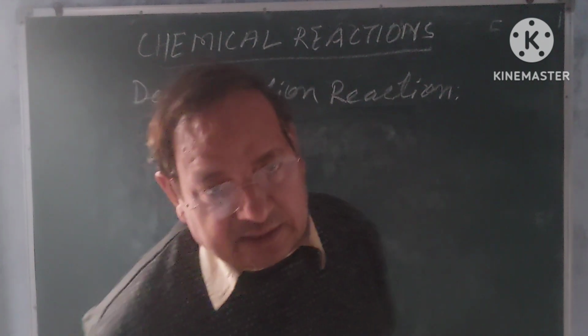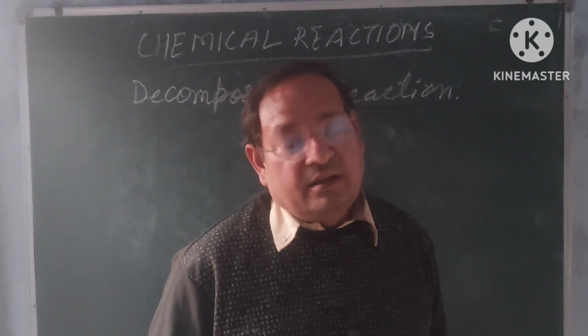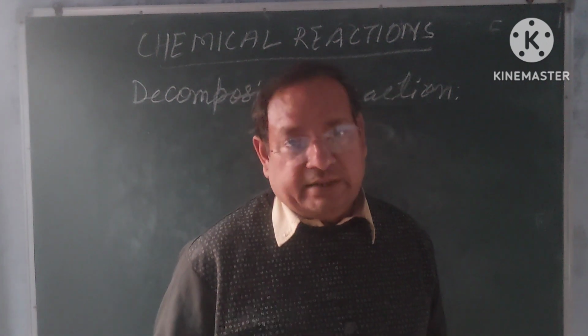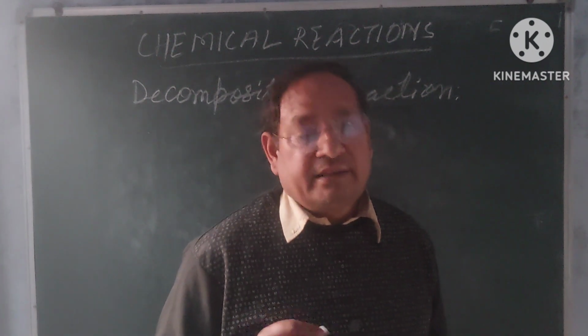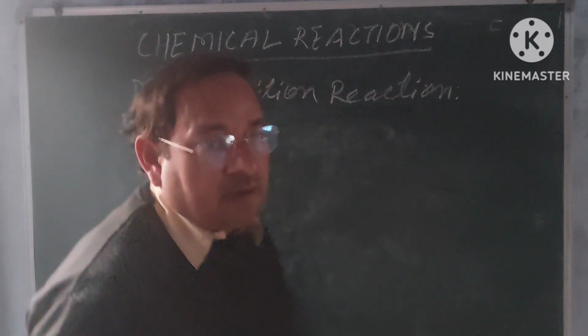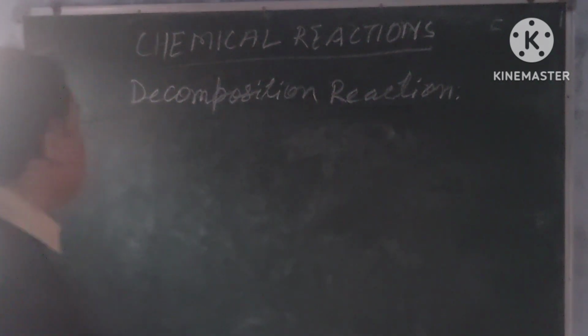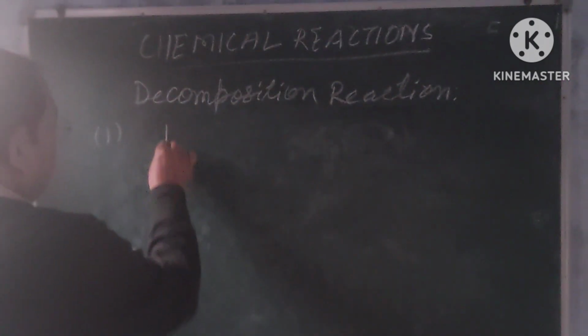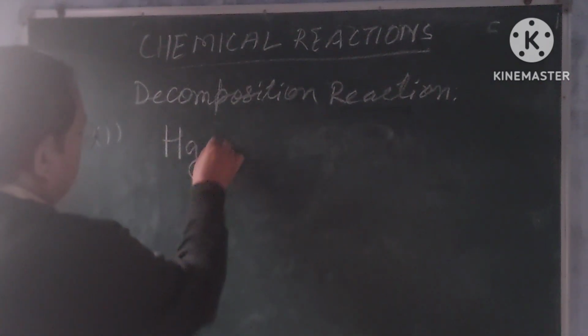Decomposition reaction is a reaction in which a single reactant breaks down into two or more products by absorbing heat energy or some other kind of energy. So see the examples of decomposition reaction. I take the first example, mercuric oxide, HgO.